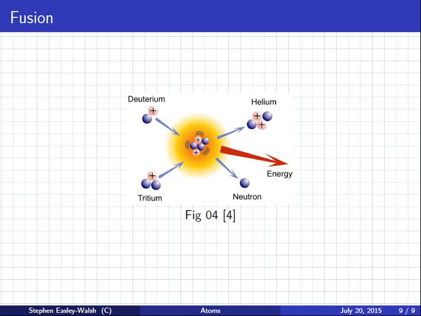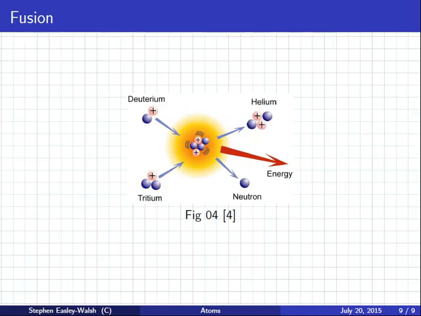No, it'd be pretty fast. These helium and neutron particles will be quite fast. These are going extremely fast, so they would burn through most materials.